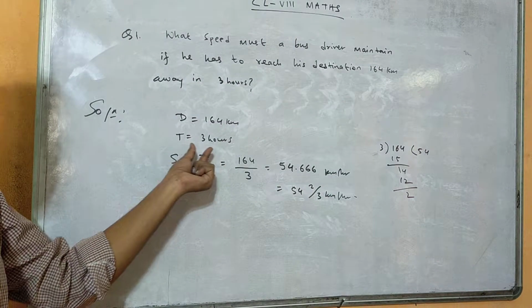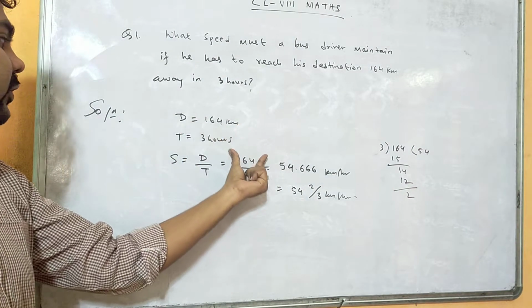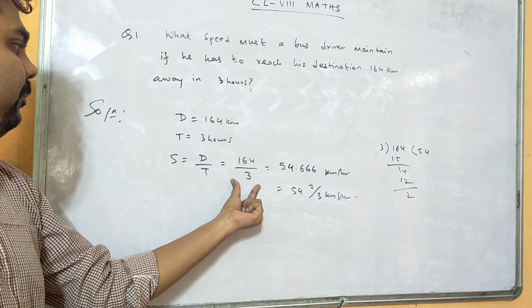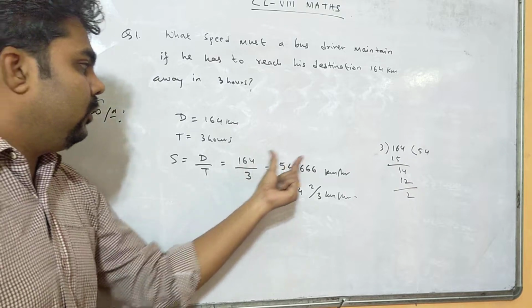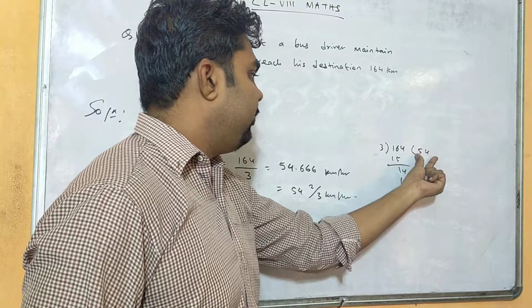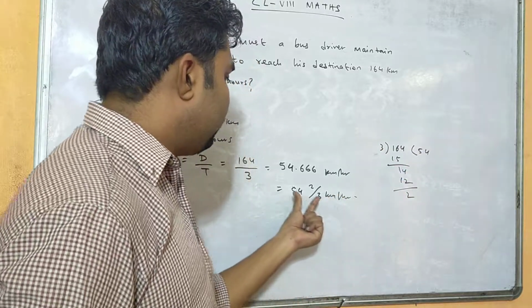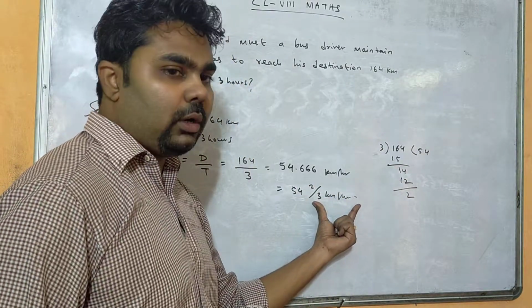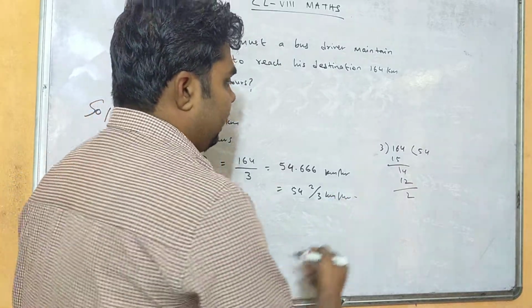So speed equals, we know, distance by time. In place of distance you will put 164, and in place of time you will put 3. Now when you divide, 164 divided by 3, we will get 54, right? Remainder is 2. So the answer can be 54 2 by 3 km per hour.